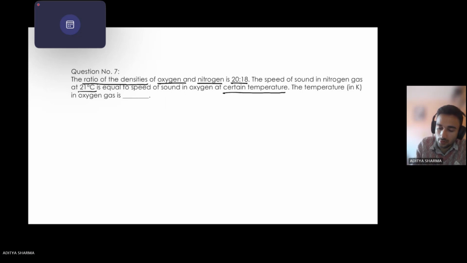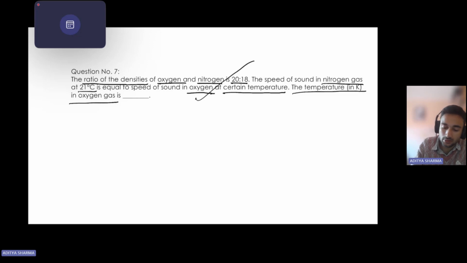So for nitrogen gas, it was 21 degrees Celsius, and for oxygen, we don't know the temperature. And speed of sound is being mentioned here. All right. So the question also has been asked this. All right. That the temperature in Kelvin in oxygen gas is. All right. So this has been asked.